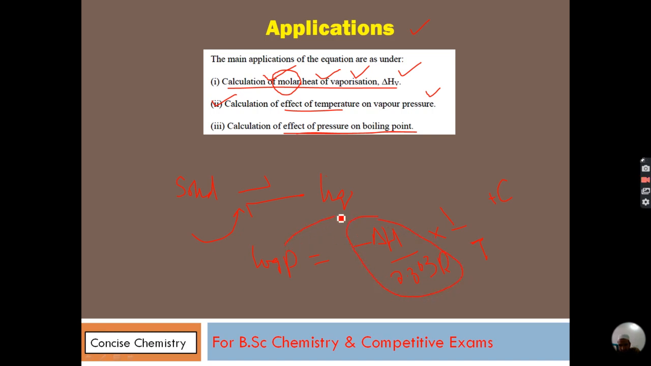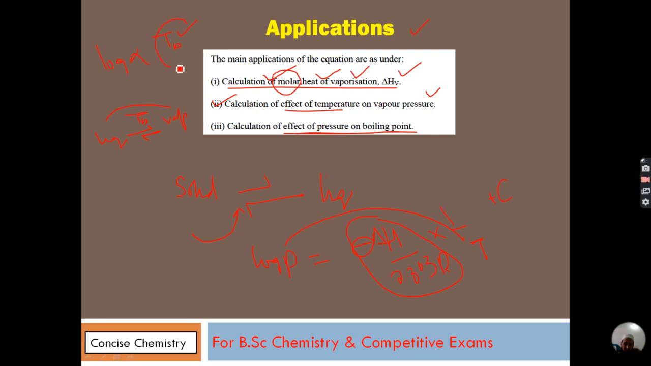So what is the relation of log of pressure versus temperature? Inverse. But there is a negative sign as well, which means your log of P is directly related to temperature. Now if you are studying a liquid and vapor system, the liquid is converting into vapor, so that temperature will be the boiling point. So it can be called the boiling temperature.